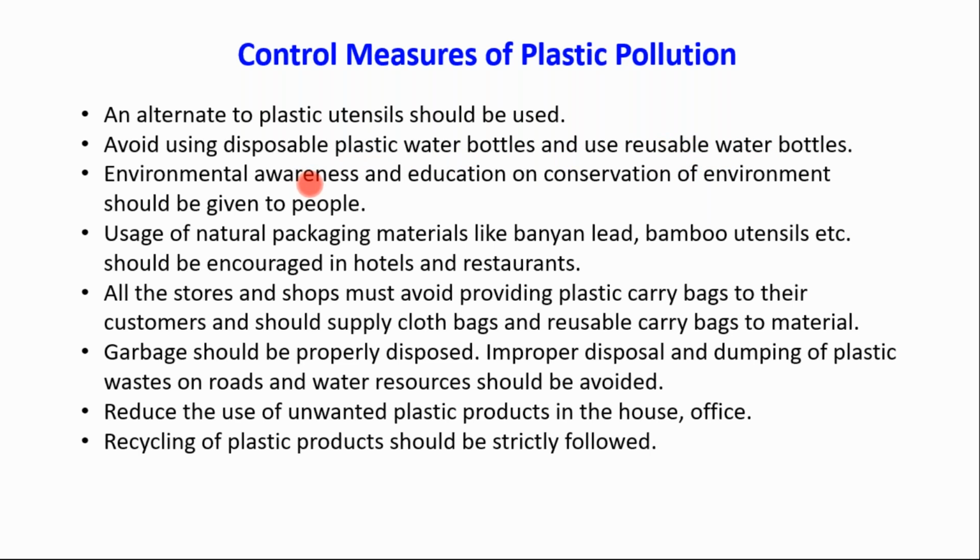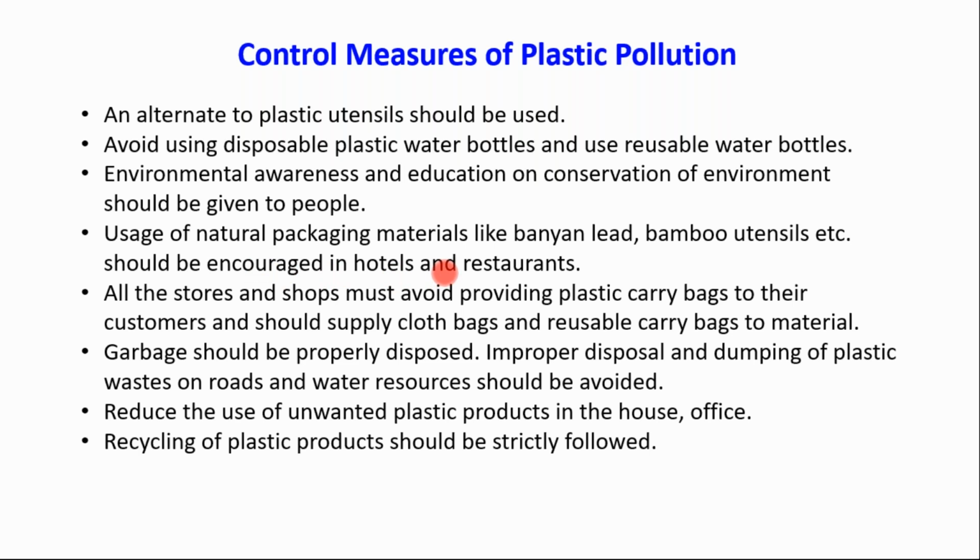Then environmental awareness and education on conservation of the environment should be given to the people. So this is again one of the parameters. It is applicable to all types of pollution, that awareness or public awareness is the main key related to controlling all types of pollution. Use of natural packaging materials like leaf, then bamboo utensils, etc. should be encouraged in hotels and restaurants.